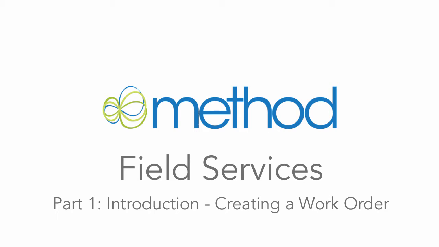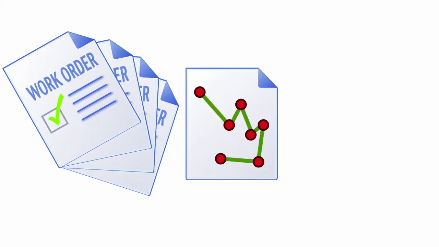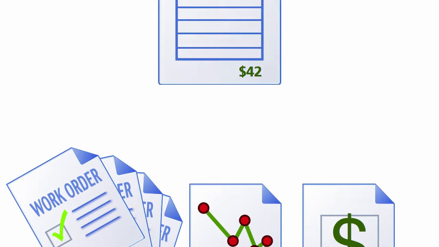My name is Errol, and in this video series, we take a look at Field Services. Field Services is an app designed for customers in the field services industry. It gives QuickBooks users the ability to schedule one-time or recurring services or work orders. You can print these work orders and route lists, enter job cost information, and turn work orders into QuickBooks invoices.